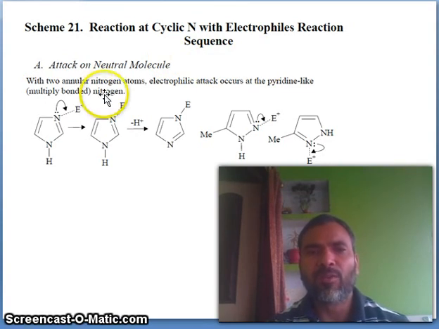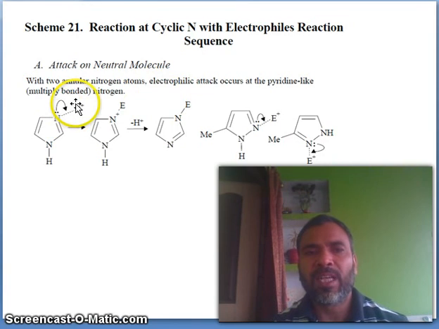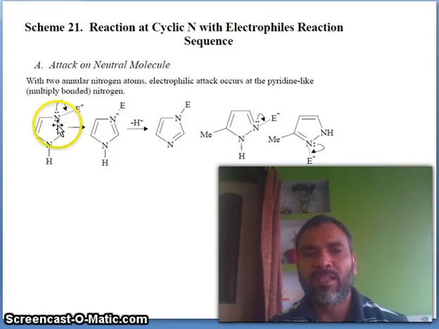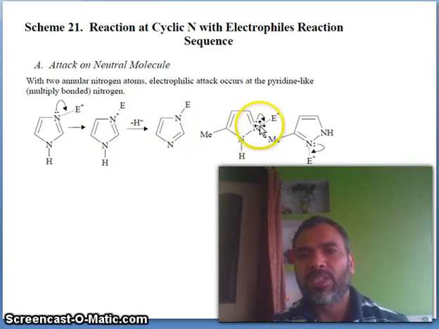Attack on neutral molecules. With two annular nitrogen atoms, electrophilic attack occurs at the pyridine-like multiply bonded nitrogen. This is the pyridine-like, not this. So if the electrophile comes, it will attack here. You see the positive, minus H+, then substitution occurs at this nitrogen. Here you see this is the pyridine-like nitrogen, the pyrrole-like nitrogen, so the reaction occurs here.